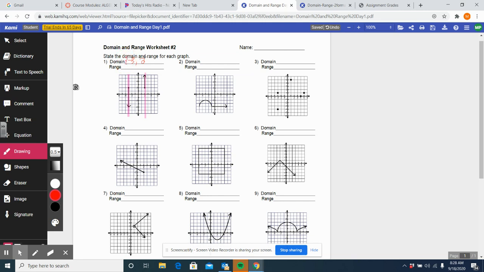Okay, I know that one's a little confusing. Don't worry if you don't understand that. I'm saying because this only touches here and this only touches here. It's not like these where it's all the stuff in between. Now your range is bottom to top. It's negative infinity to positive infinity. So your range is all real numbers, okay? Or you can write it as negative infinity to positive infinity.